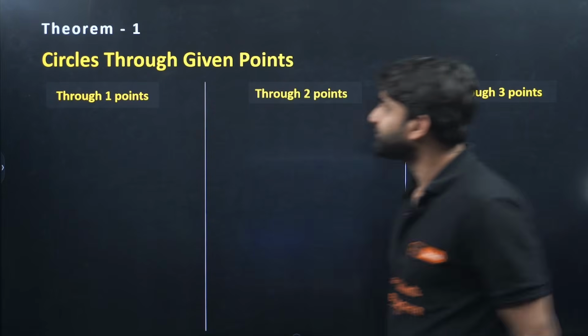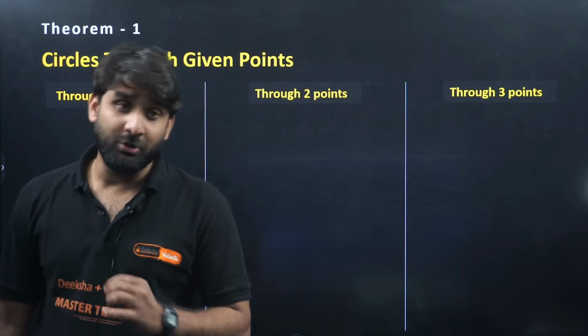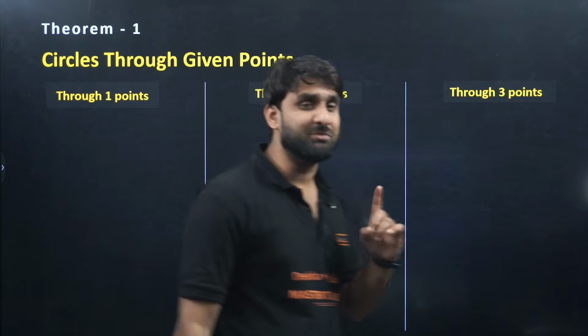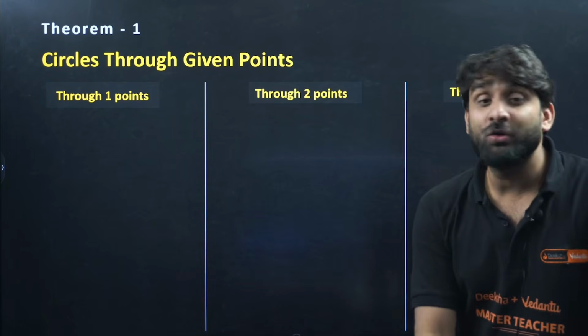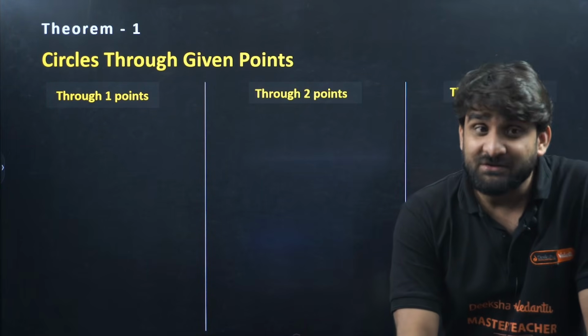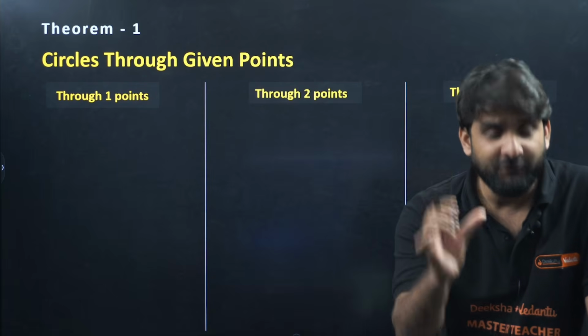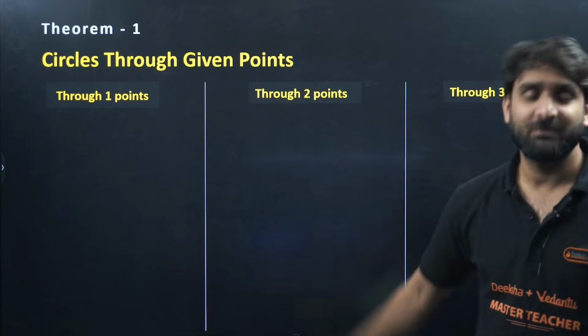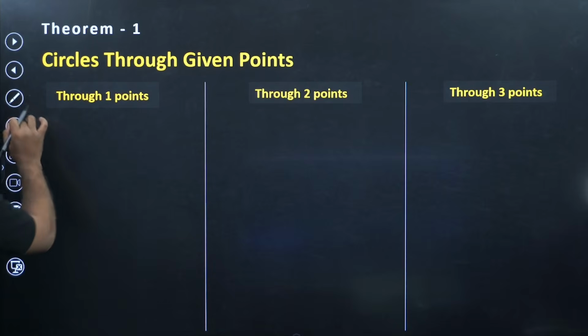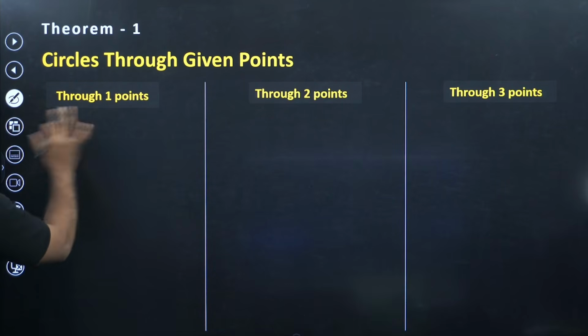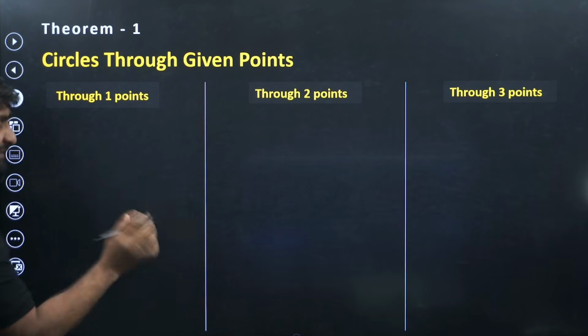Moving ahead. Now let's talk about theorem number 1 according to Ganit Manjari. Theorem number 1 is circles through given points. How many circles can we draw from 1 point, from 2 points, from 3 points? This is the theory that you need to understand. Please understand, everyone. So how many circles can we draw through 1 point?